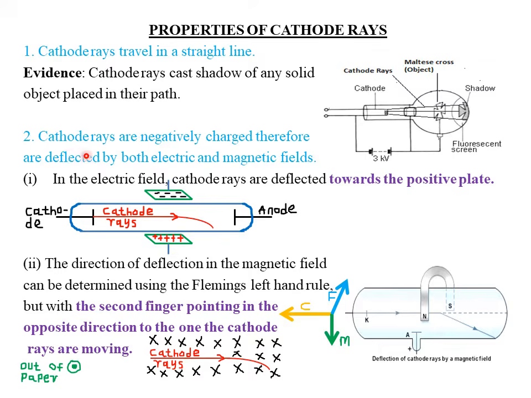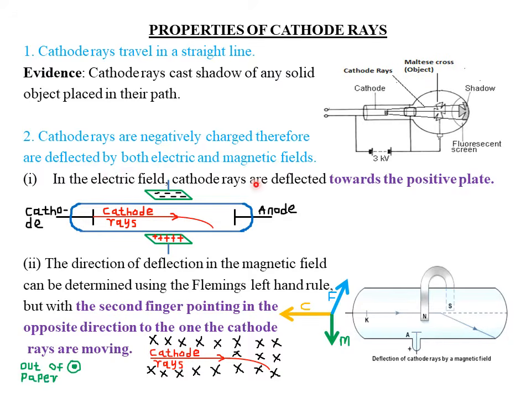That is why they are able to be deflected by both electric and magnetic fields. Remember, in electric and magnetic fields, there can only be deflection if a substance is charged, whether positively or negatively. Otherwise, if it doesn't have any charge, then we don't expect any deflection in those magnetic or electric fields. So let's start by looking at the electric field.